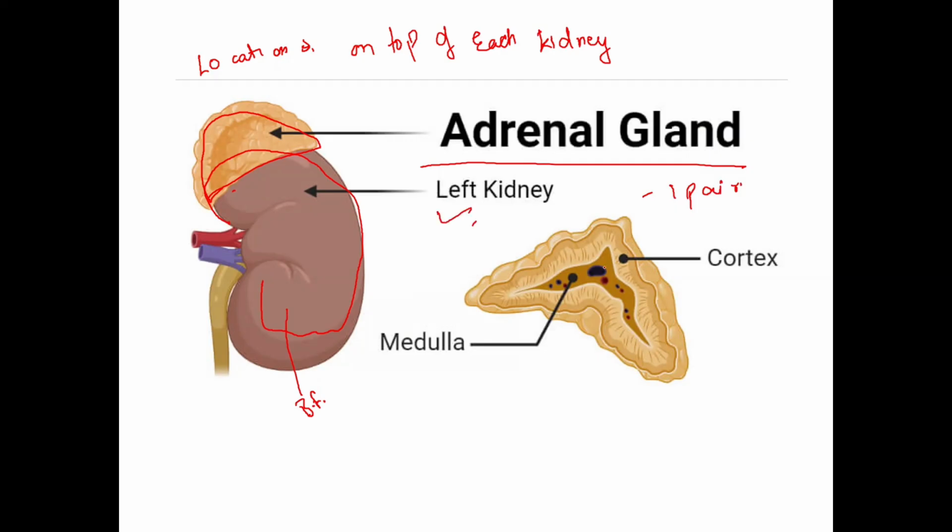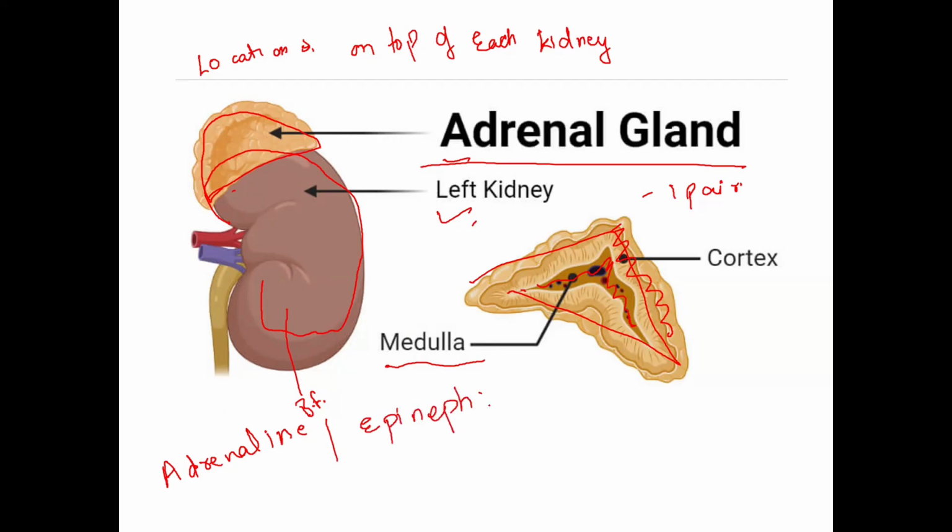This is the left kidney. If we zoom into the figure of the adrenal gland and cut its transverse section, the central core region is called the medulla, and the outer region is called the cortex. The adrenal gland makes a hormone called adrenaline hormone. In other words, sometimes it's called epinephrine. Function: it helps the body react in danger.